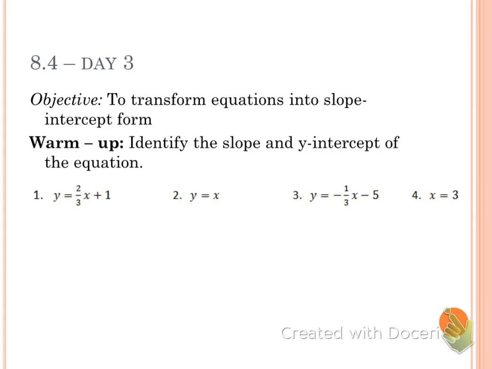To warm up, let's identify the slope and y-intercept of each of these equations. So we are identifying slope. Who can tell me what letter we use for slope? Okay, I was looking for hands, but yes, it's M. And who can tell me what letter we use for the y-intercept? Keon. B. And what is slope-intercept form, the general form? Who can tell me that? Deja? Y equals mx plus b.